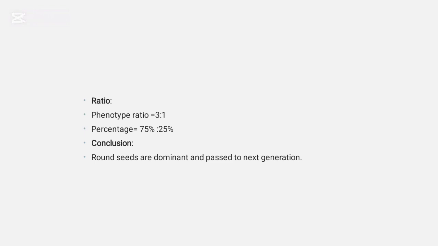So the phenotypic ratio is basically the physical appearance of the seed. It means there are three round seeds and one wrinkled seed, and the percentage is 75% round seeds and 25% wrinkled seeds. And the conclusion of this law indicates that round seeds are dominant and they will pass to the next generation.